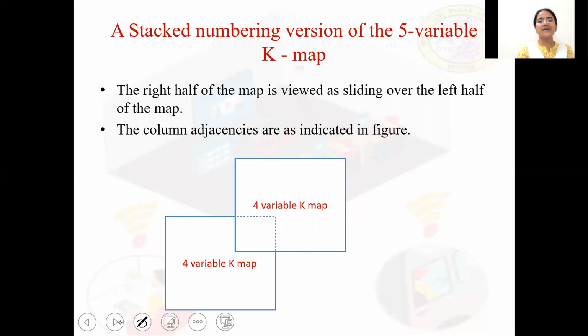Next, the stacked numbering version of the 5 variable key map. In the stacked numbering version, we can see that the right half of the map is sliding over the left half of the map. Here the column adjacencies are as indicated in this figure.